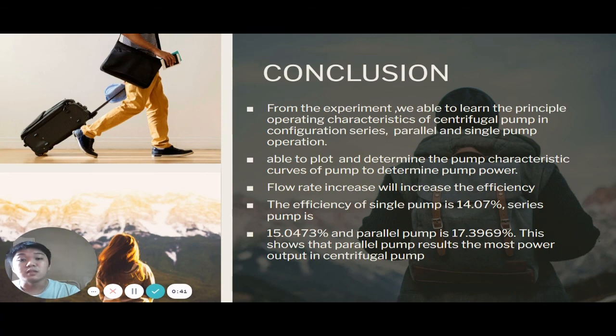So in a nutshell, from this experiment, we are able to learn the principle of the operating characteristics of the centrifugal pump in series, parallel, and single pump configurations. We are also able to plot and determine the pump characteristic curve to determine the pump power. We also know that an increase in flow rate will increase the efficiency. From the results of the experiment, the efficiency of a single pump reaches 14%, while the series pump is 15% and the parallel pump is 17%, which means that the parallel pump has more power output in the centrifugal pump.